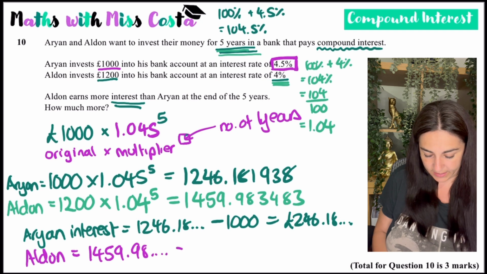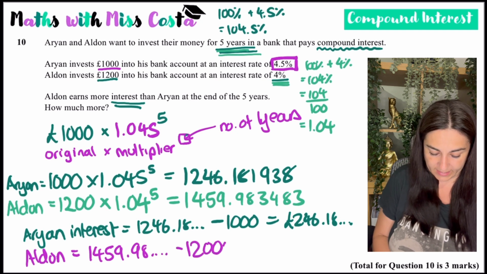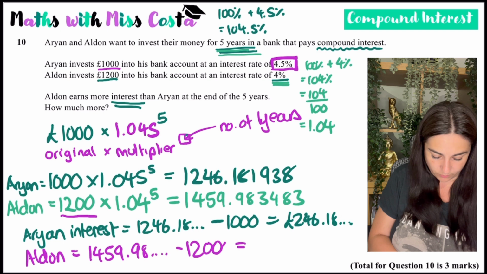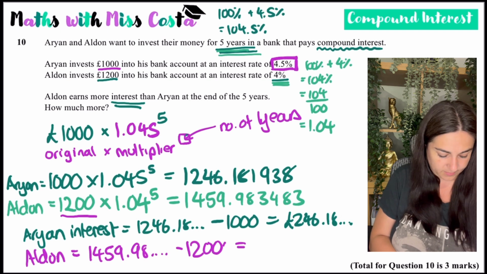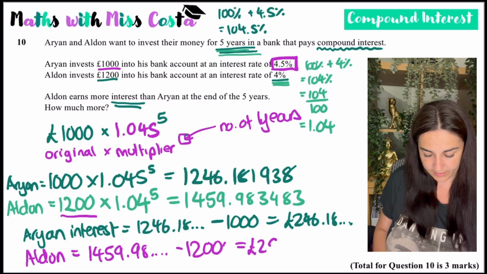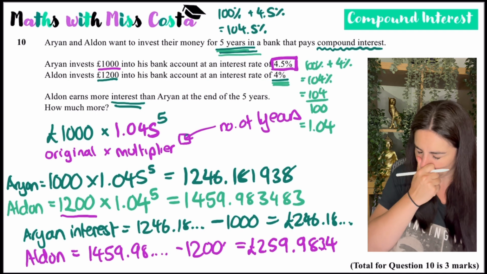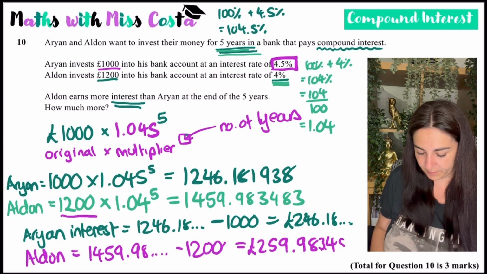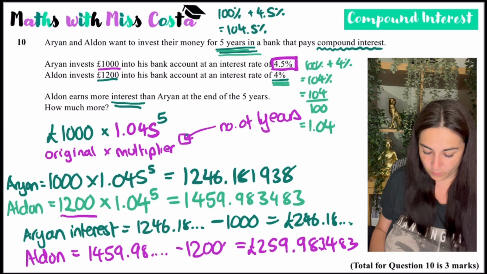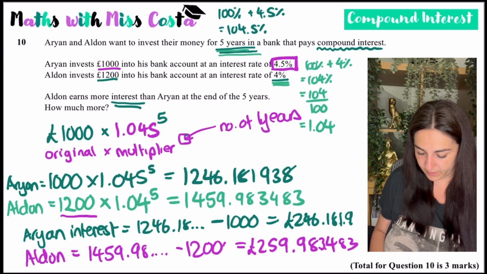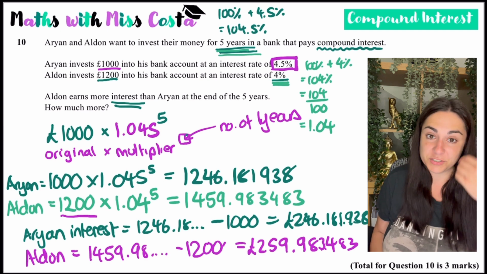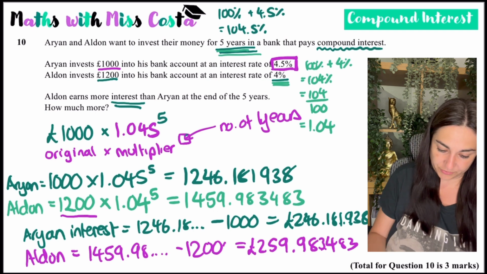For Aldon, his interest is going to be the final amount, so 1,459.98, take away 1,200, which was the amount that he originally invested in. So 1,459.983483, take away 1,200, gives me £259.98. Or maybe I should have written all of it out actually, because they're asking for how much more. So that's how much interest Arian has earned and how much interest Aldon has earned.